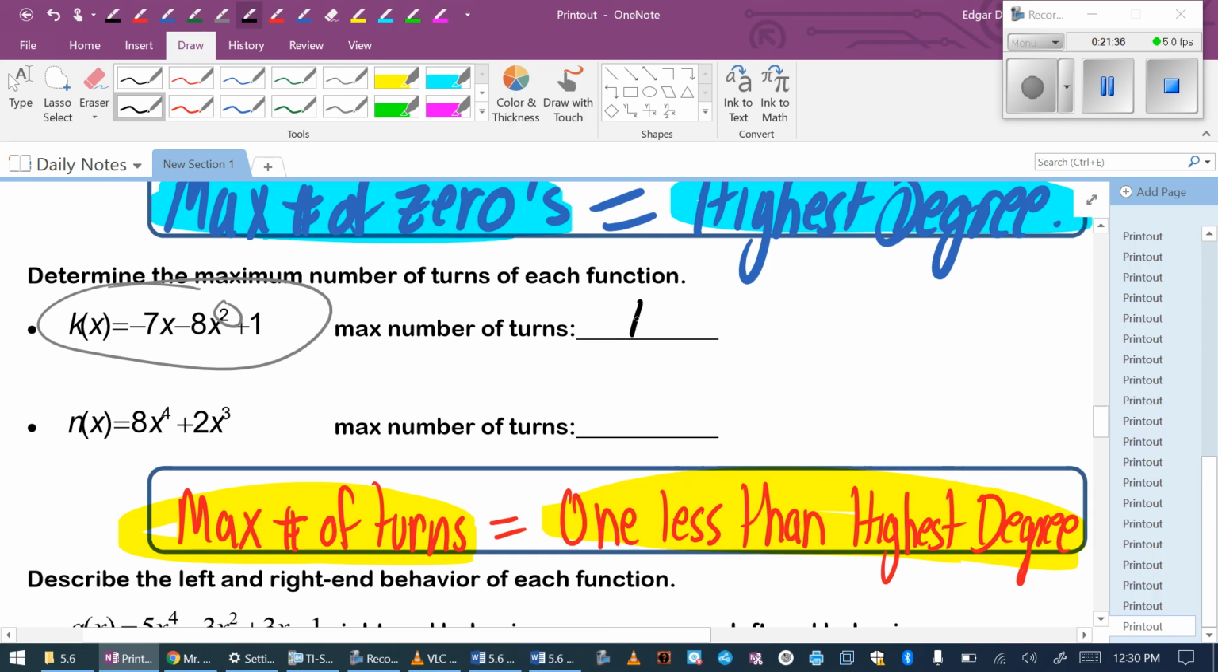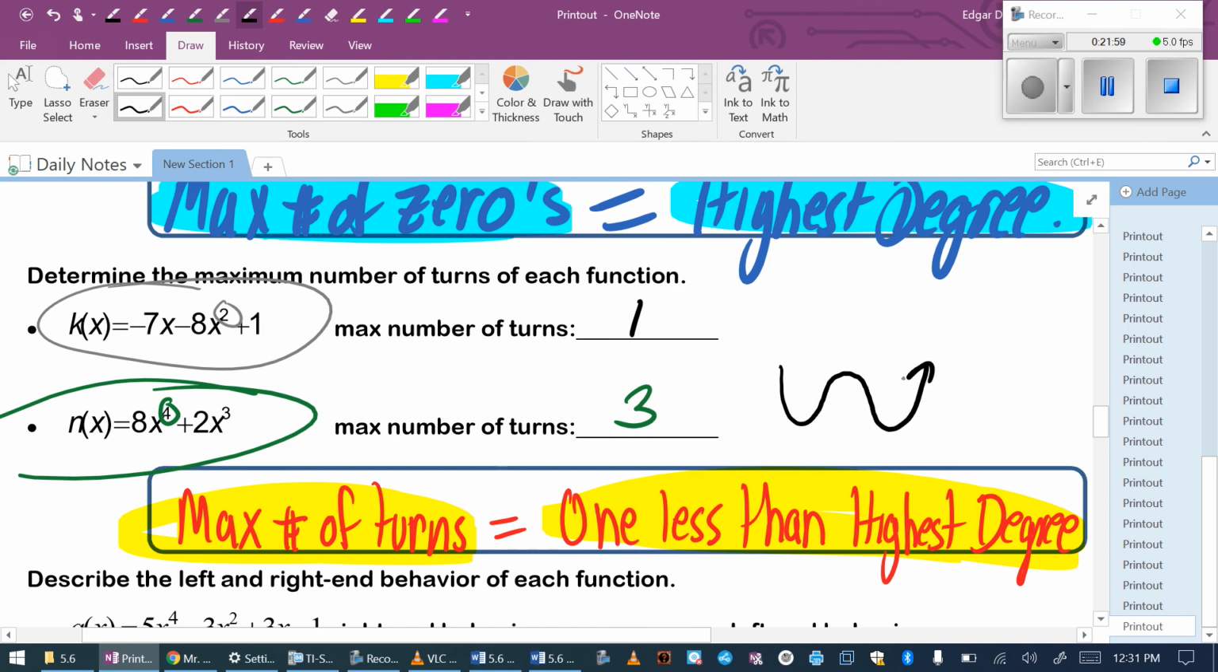Okay? These go by super quick, guys. You just really have to stop, remember exactly what the rules are, and then once you know the rules, guys, the rest of it is actually fairly quick. For n of x, highest degree is a 4. Well, if the highest degree is 4, I want 1 less than that, so number of turns is 3. Okay? And just to give you guys an idea, that would mean you turn once, twice, 3 times. So the graph might look something like that. I don't know yet, but that's what it could potentially look like.